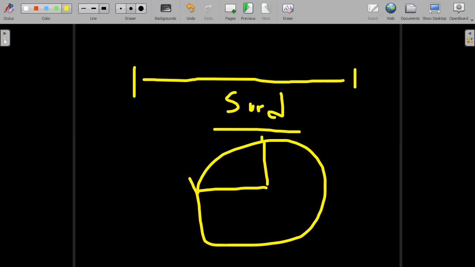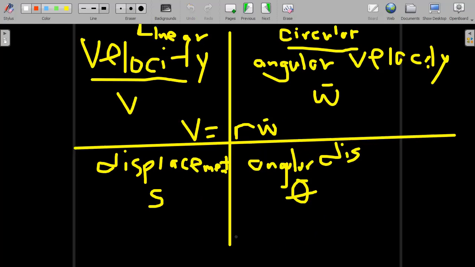Let's say it moved from this point to this point. We're not going to talk about the arc made there. We're going to talk about the angle that it has made. Under circular motion, the angular displacement is denoted by what? By theta.